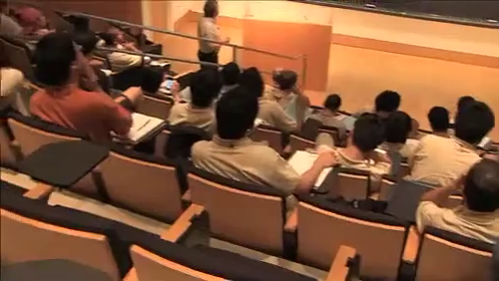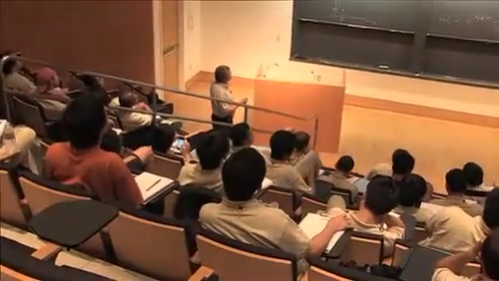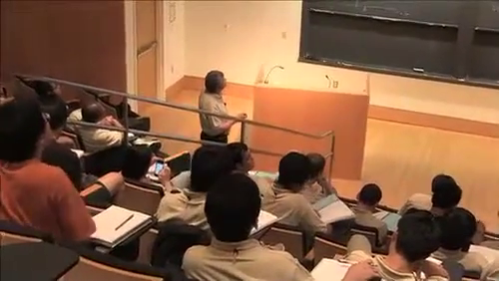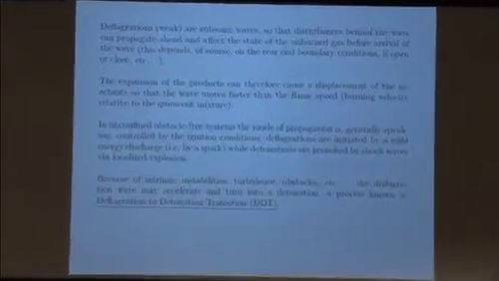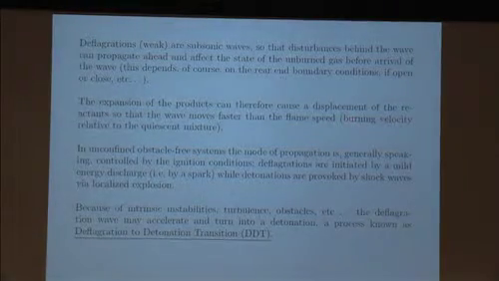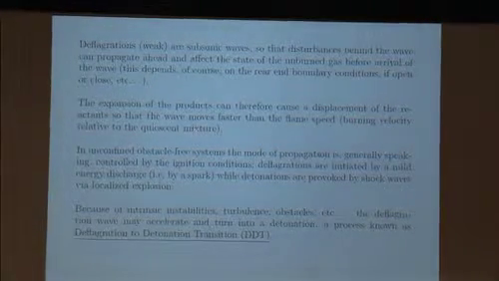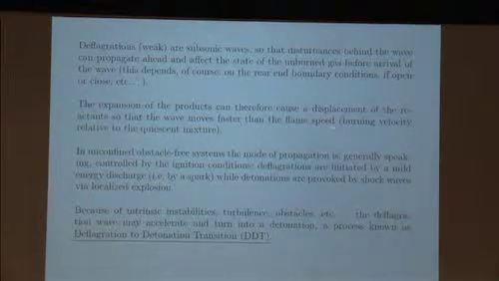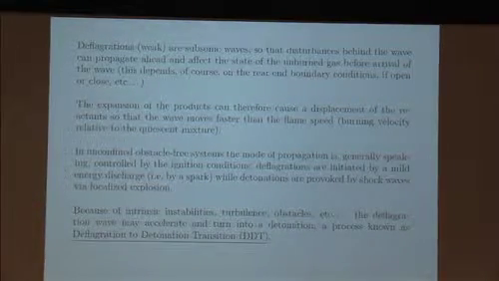So, what does it say? Deflagrations are subsonic waves, so the disturbances behind the wave can propagate ahead and affect the state of the unburned gas before the arrival of the wave. In other words, you have what we call upstream influence. The expansion of the product can therefore cause a displacement of the reactant, so that the wave can move faster than the flame speed under such conditions.